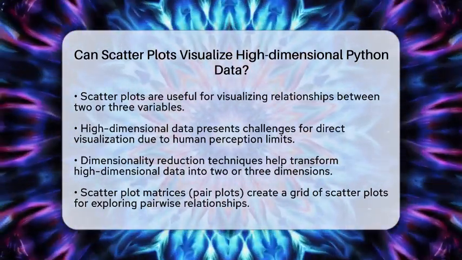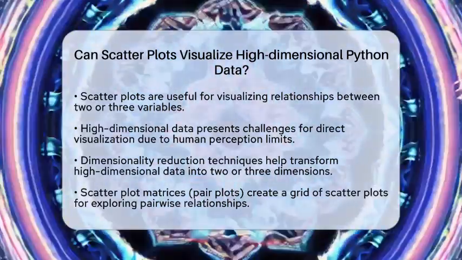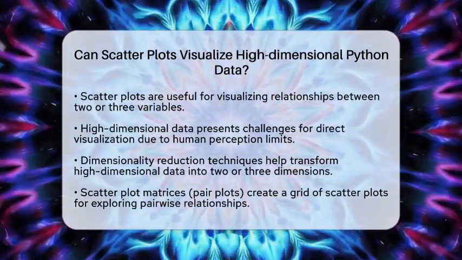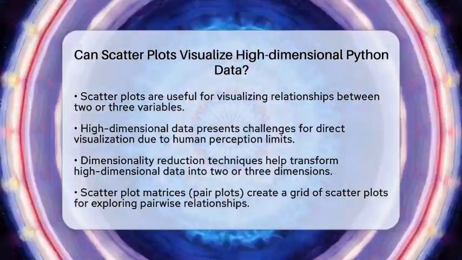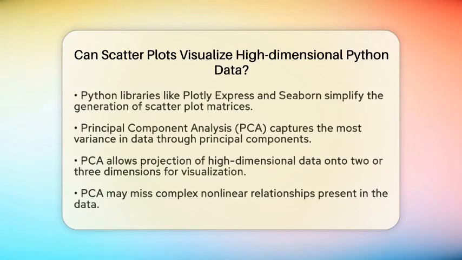One effective approach is the scatter plot matrix, also known as a pair plot. This method creates a grid of scatter plots where each subplot shows the relationship between a pair of features. For example, if you have four features, you will see a four-by-four grid of scatter plots. Each plot compares one feature against another. This is great for exploring pairwise relationships, but it can get overwhelming with many features. Python libraries like Plotly Express and Seaborn make it easy to generate these scatter plot matrices.